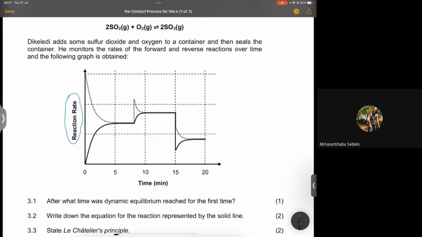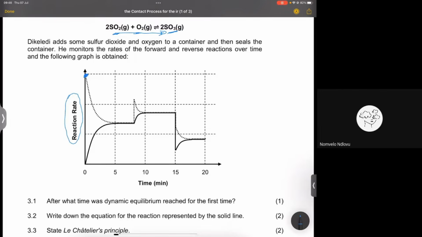Remember, these graphs do not represent amounts. What do they represent? The reaction rate. So now you start with reactants, and of course you are not going to have the reverse reaction taking place, because you still don't have anything formed on the product side. So the graph that you start with represents the rate of the forward reaction, which is the dotted line.